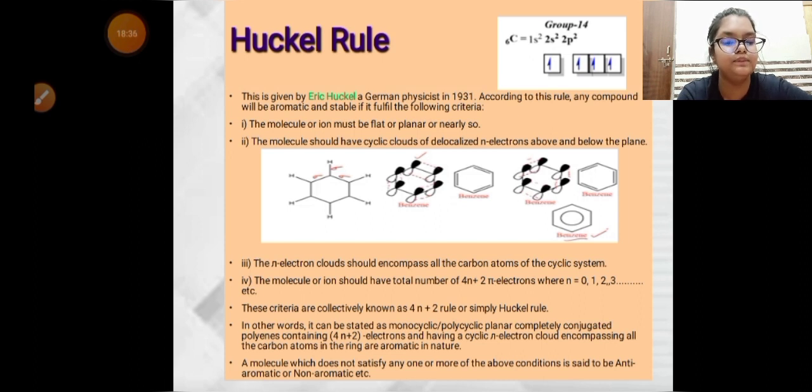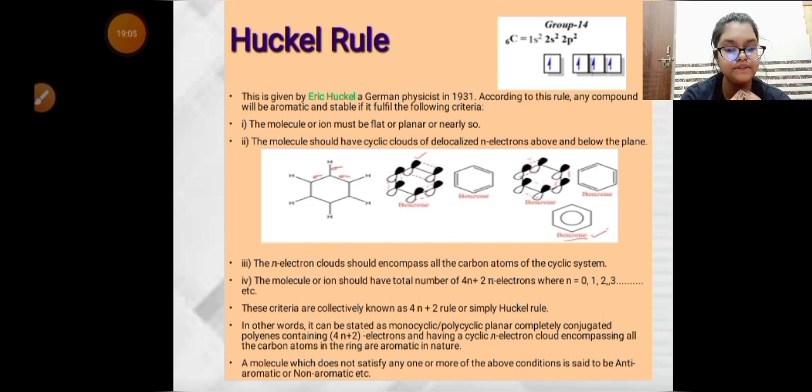This is the most important line. Here, 4n plus 2 pi electrons means when n is equal to 0, we have 2 pi electrons. When n is equal to 1, we have 6 electrons. When n is equal to 2, we have 10 electrons. And all these criteria collectively are known as the 4n plus 2 rule, or simply the Huckel rule.